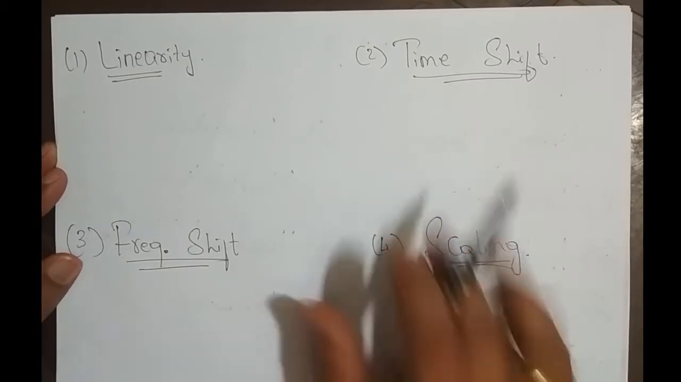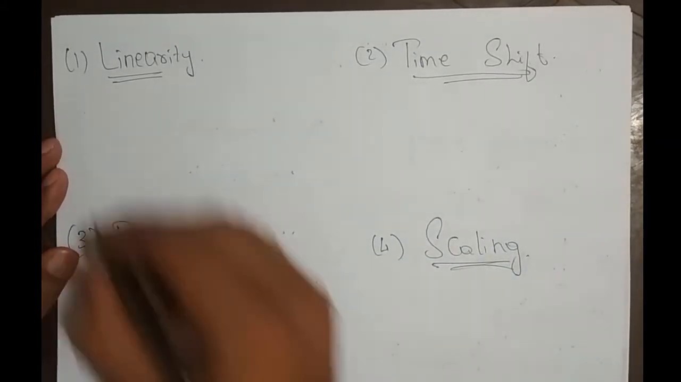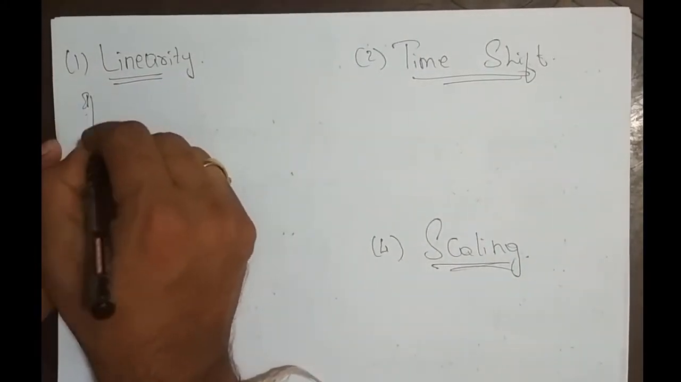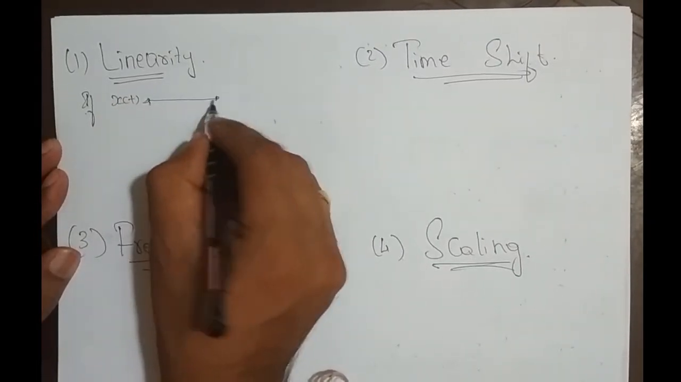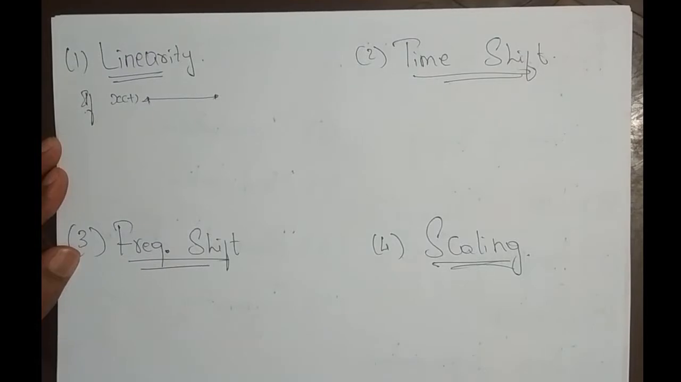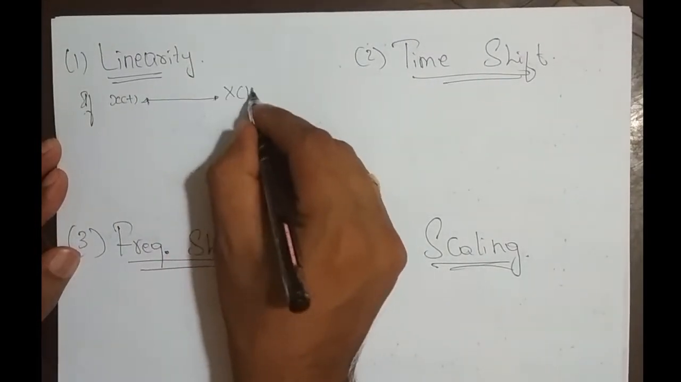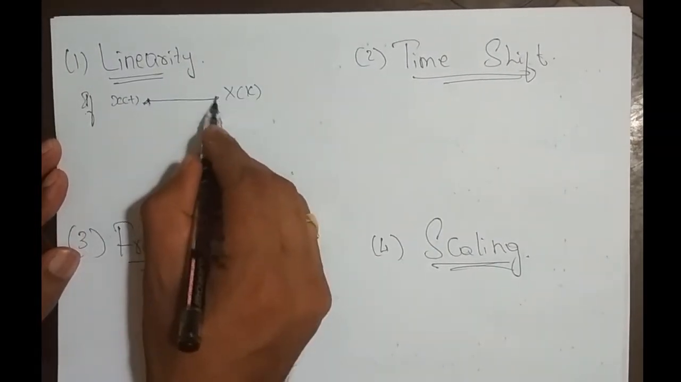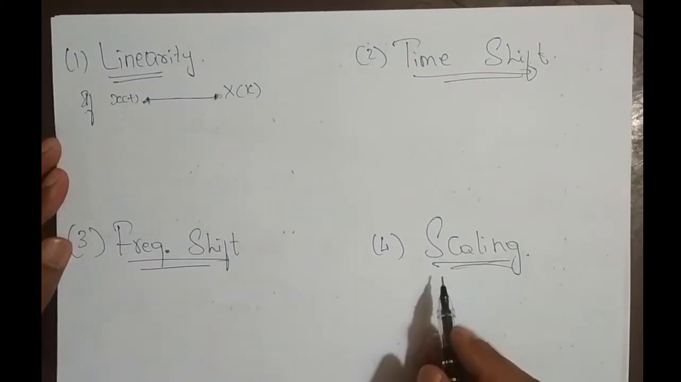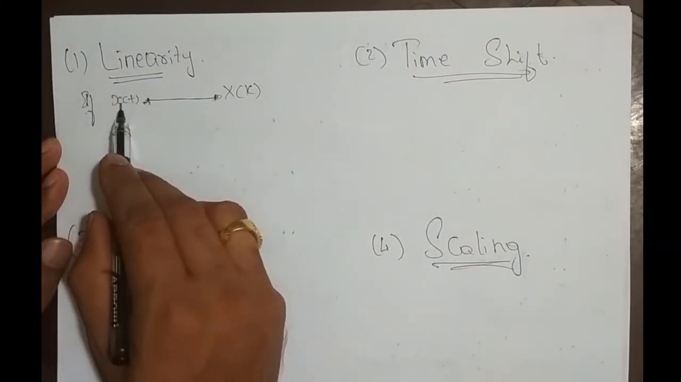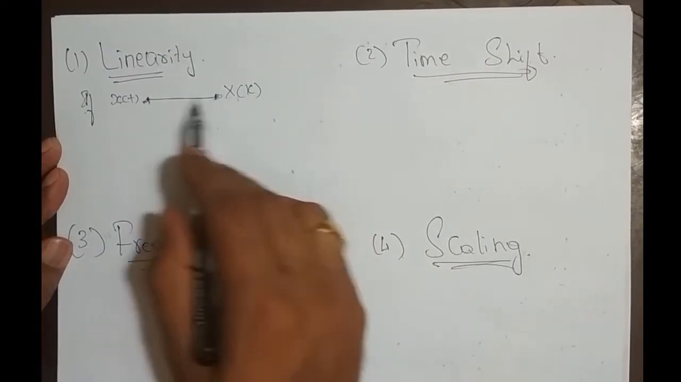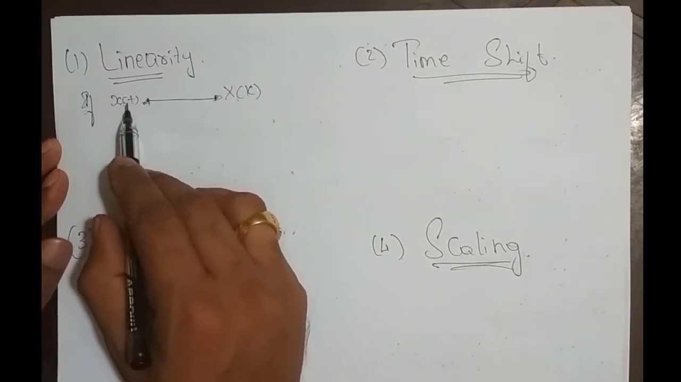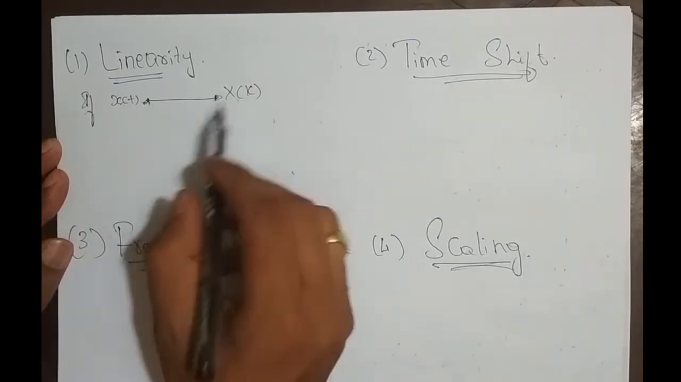So the first property is the linearity property, and its statement says that if x of t, a signal in time domain, and X of k form a Fourier series pair, the double-sided arrow means that if you take x of t to the frequency domain, I get X of k, and if you take X of k to the time domain, we get x of t. In the sense that it's a Fourier series pair.